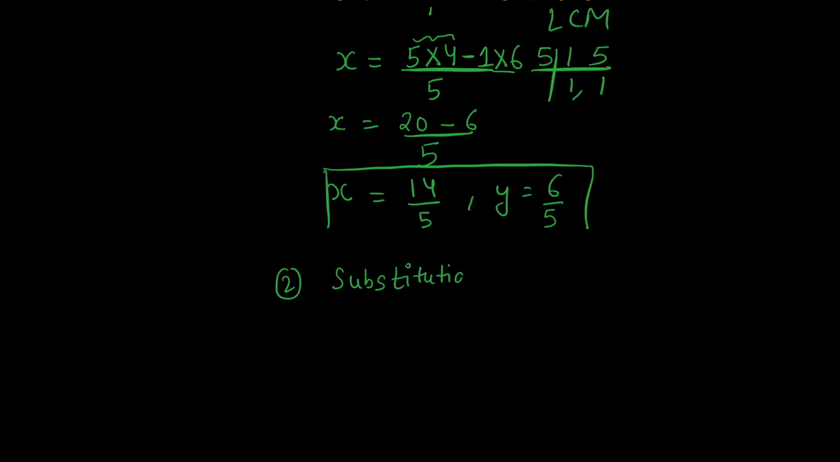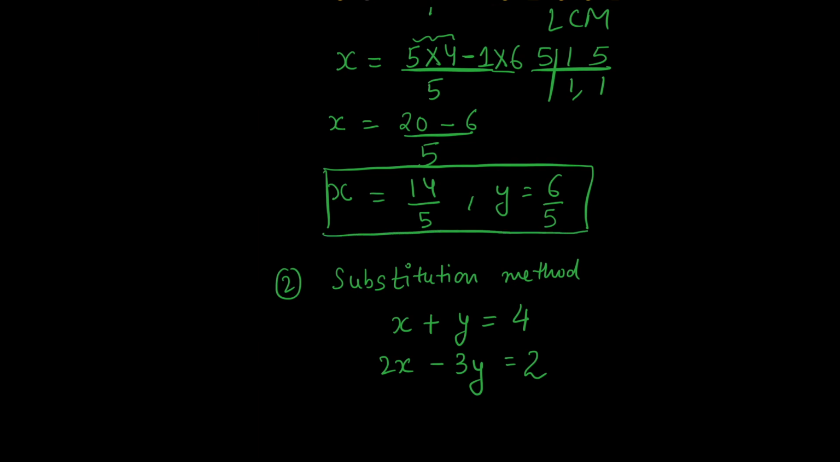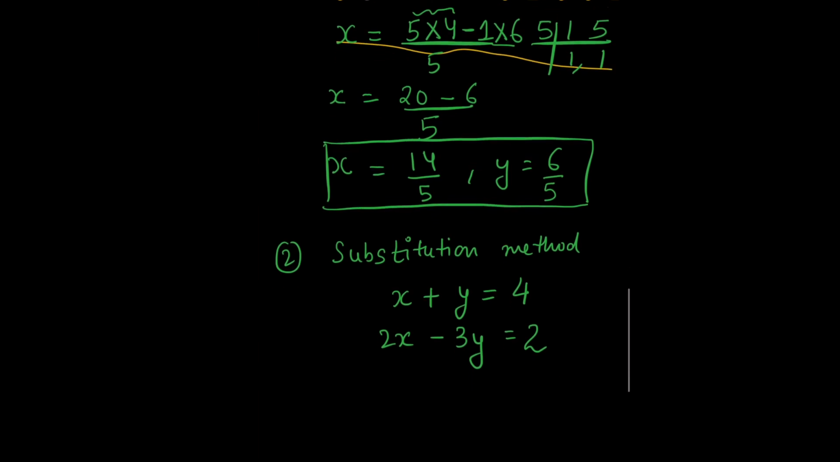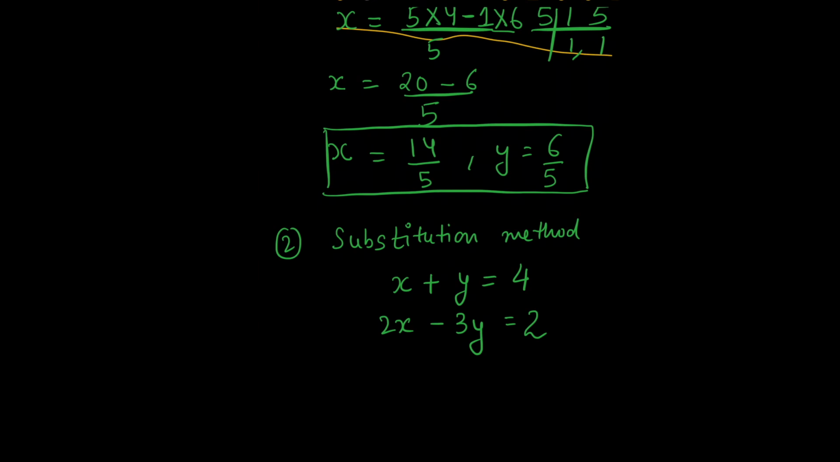So going back to the equations, it was x plus y equals 4, and the second equation was 2x minus 3y equals 2. Now regardless of whatever method you use, the answer should be the same, which is this one. So now in substitution, the name itself says you will substitute one of the variables from any equation into the other one. Let's see how.